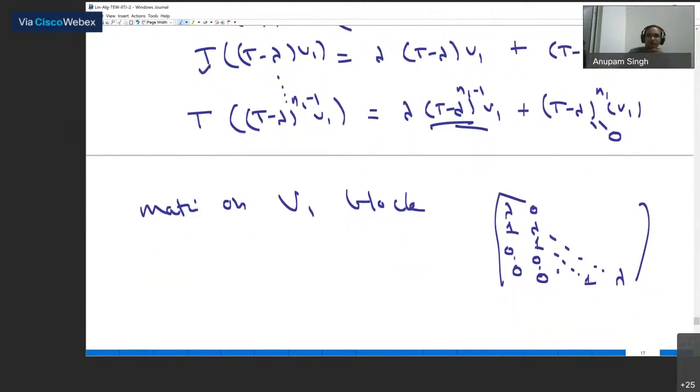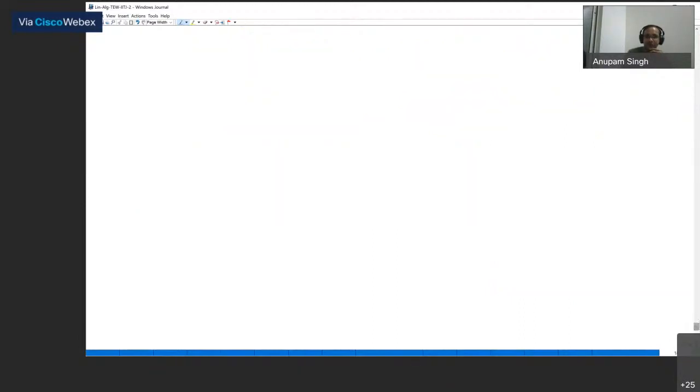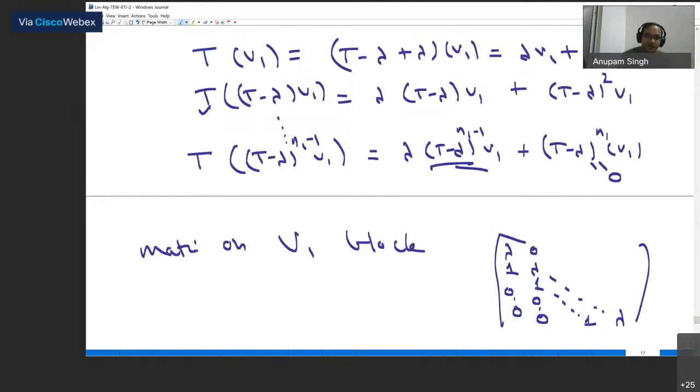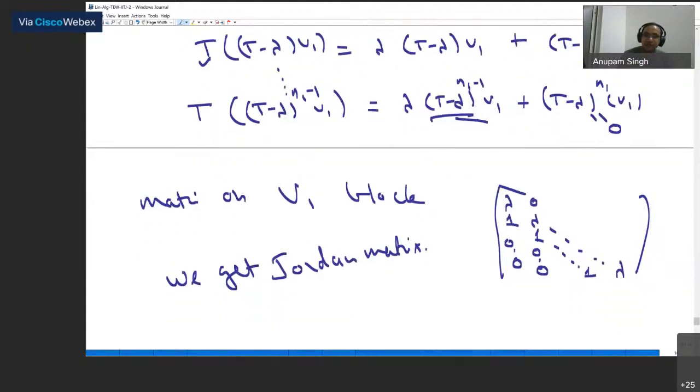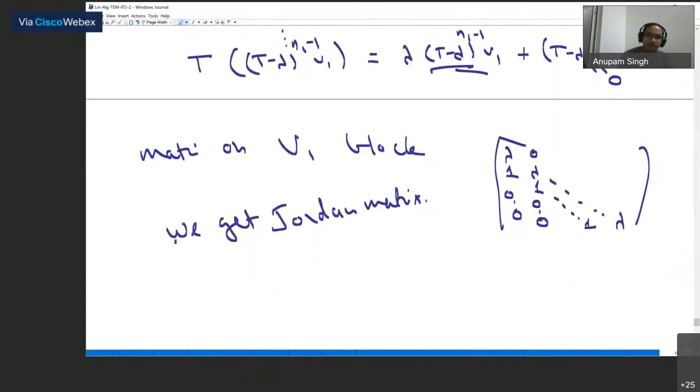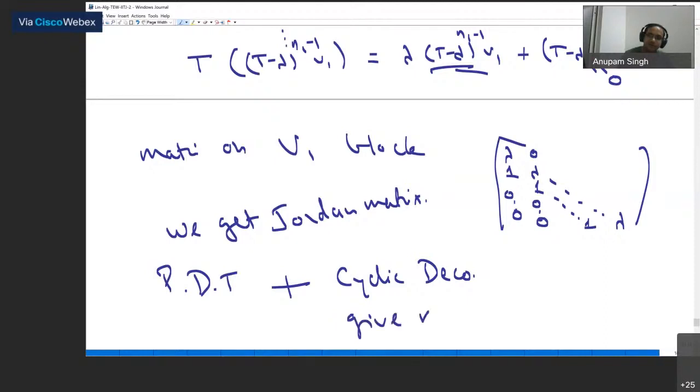Although I have got it in the lower triangular form, that doesn't matter. You can reverse the order of the basis and you will get the upper triangular form. Then it's not much difference. So we get the Jordan matrix. So the primary decomposition theorem together with the cyclic decomposition theorem, which I said above, gives me the Jordan canonical form.